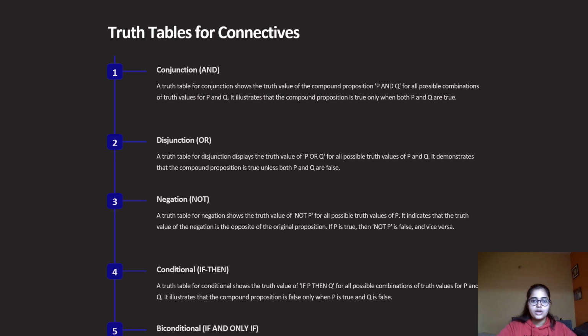Third is negation, not. A truth table for negation shows the truth value of not P for all possible truth values of P. It indicates that the truth value of the negation is the opposite of the original proposition. If P is true, then not P is false, and vice versa. Next is conditional, if then. A truth table for conditional shows the truth values of if P then Q for all possible combinations of truth values for P and Q. It illustrates that the compound proposition is false only when P is true and Q is false.